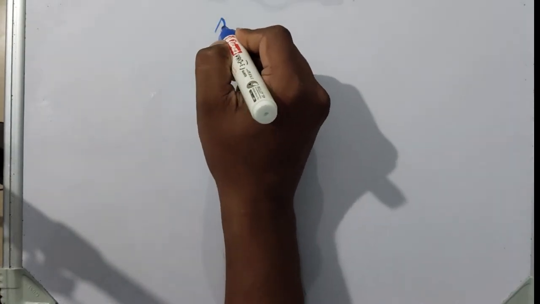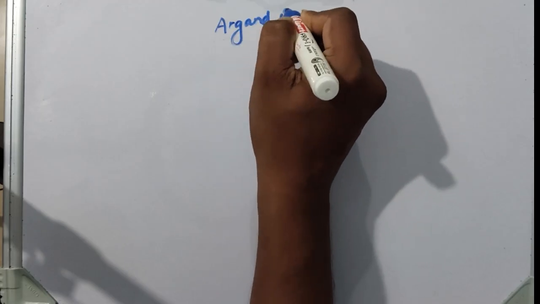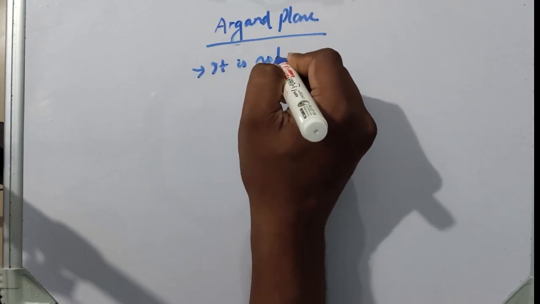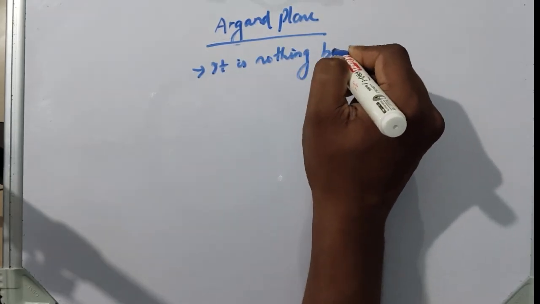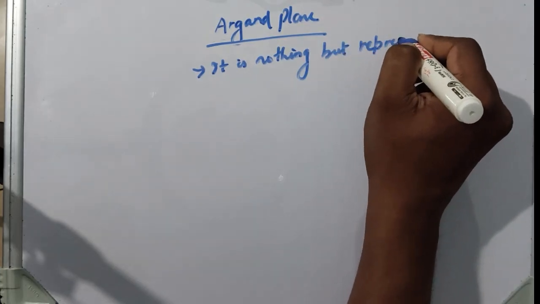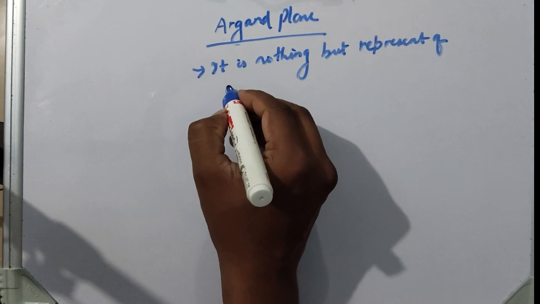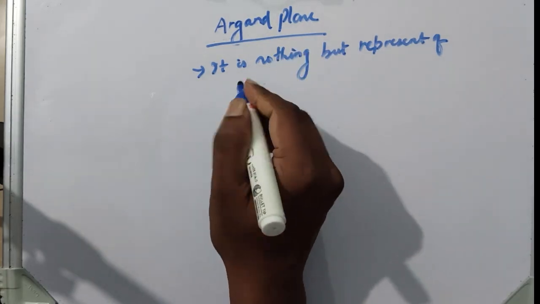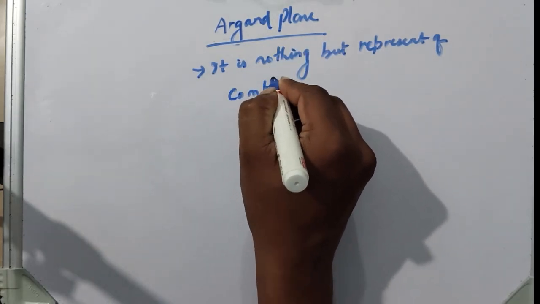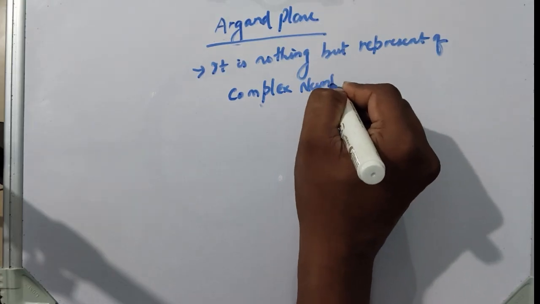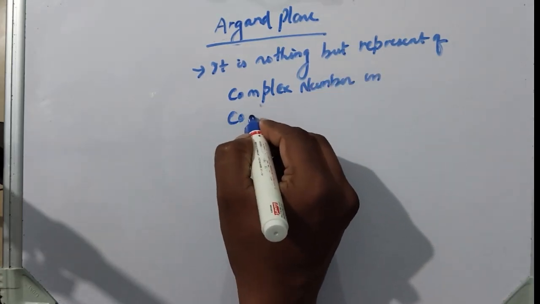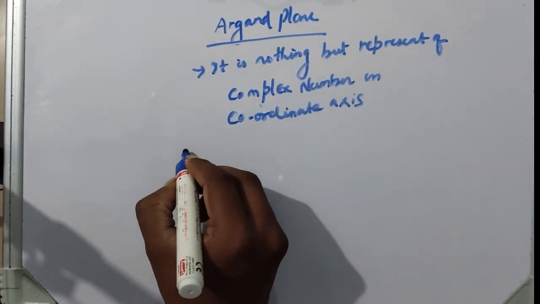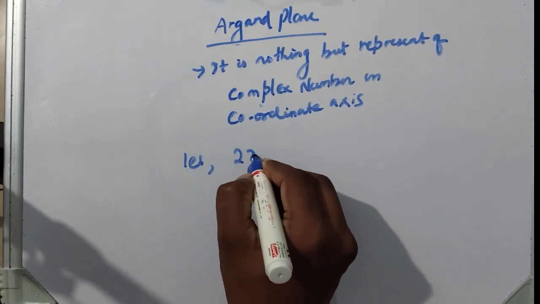Now coming to the Argand plane. What is the Argand plane? It is nothing but the representation of complex numbers on a coordinate axis.